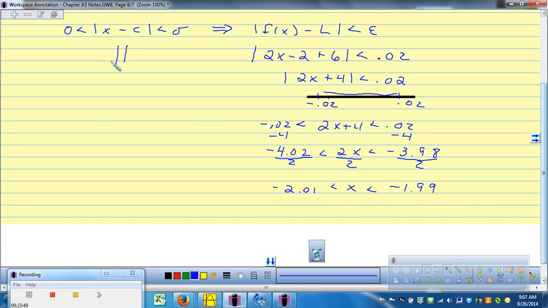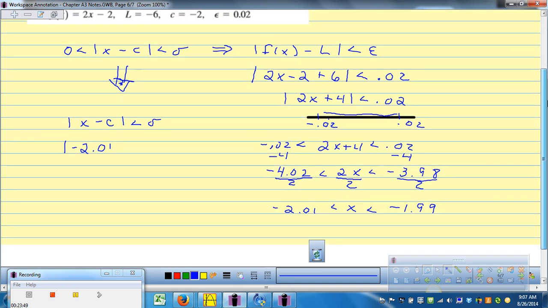So now we're going to come down from here, and we're going to take that absolute value of x minus c. Well, my x is going to be one of these two. So let me write this. The absolute value of x minus c has to be less than delta. And I'll choose negative 2.01 to calculate first. What is my c value? As x approaches what are we doing in this problem? Negative 2. So it's negative 2.01 plus 2. Absolute value is less than delta. And so we get the absolute value of negative 0.01 is less than delta. So 0.01 is less than delta.